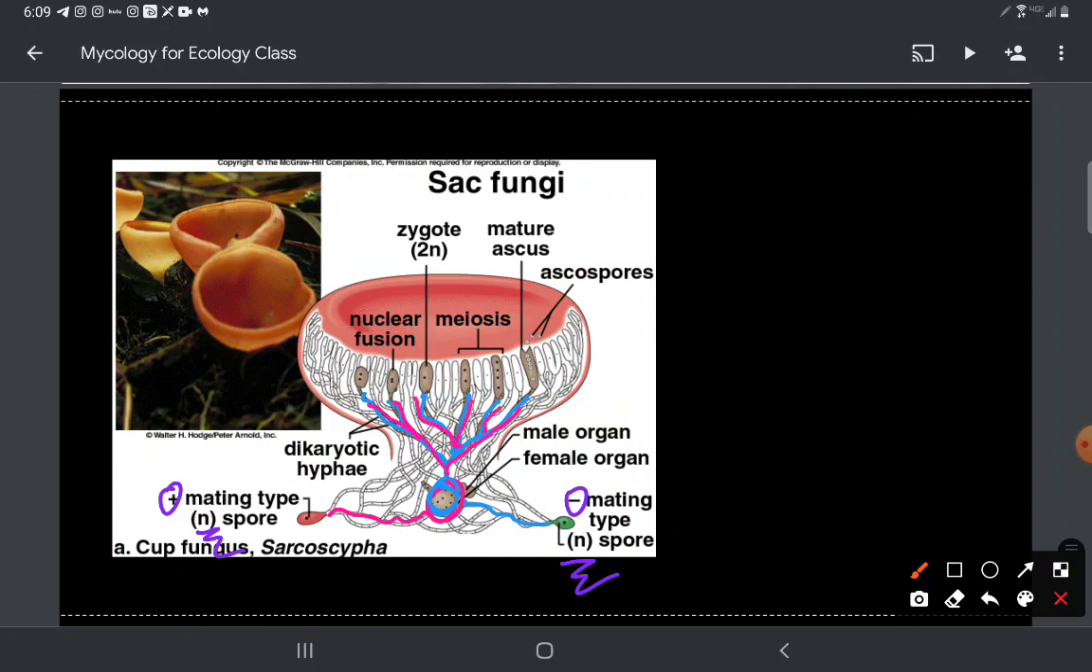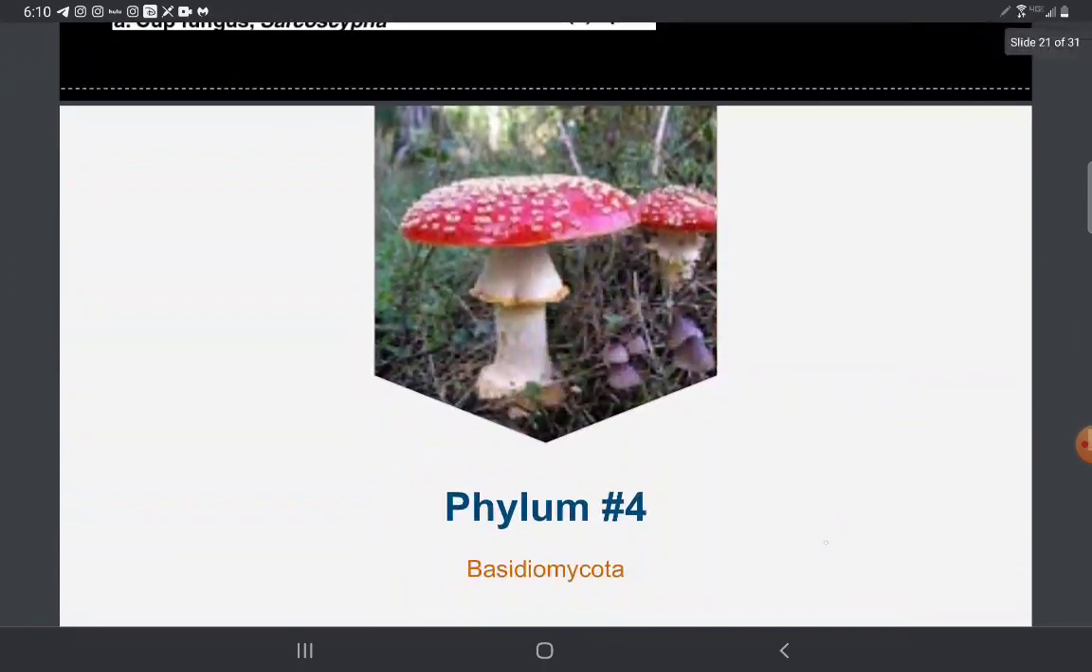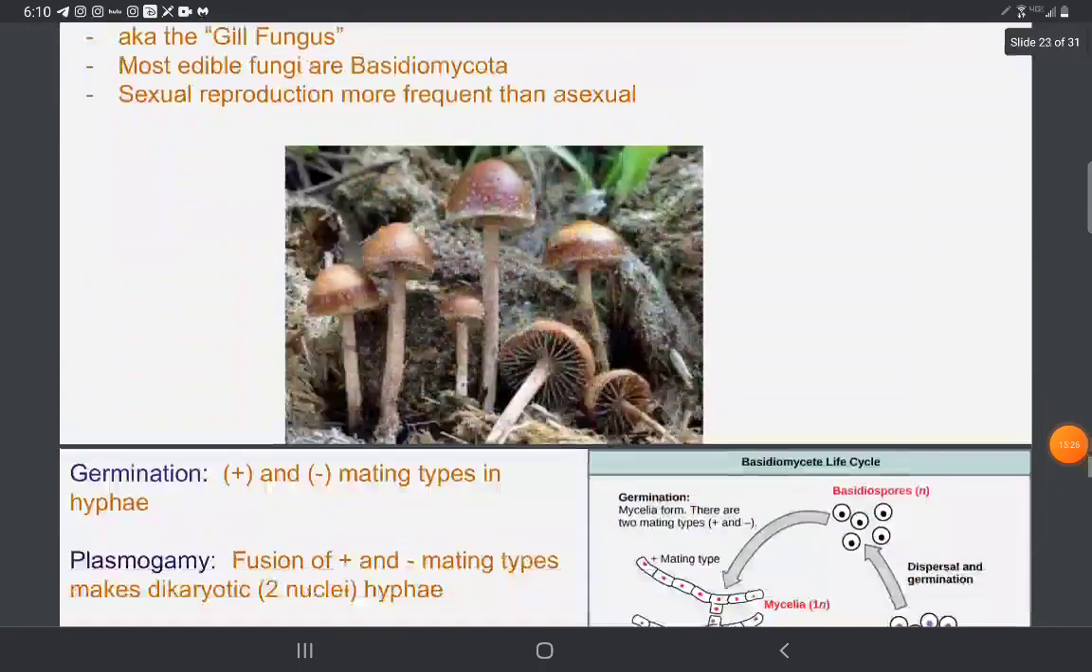It's just like two hyphae growing together, honestly. And then you have karyogamy, which means the nuclei fuse. And then you go through meiosis and then mitosis to create all of these spores along the rim. So, yep, that's Ascomycota. Now to the most edible of the group, the Basidiomycota.